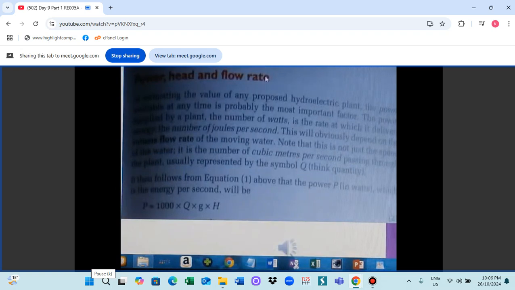And this is power, head, and flow rates, which are related by this formula: P equals QGH, where Q is the volume flow of the mass of the water, G is gravity, and H is the height of the water.